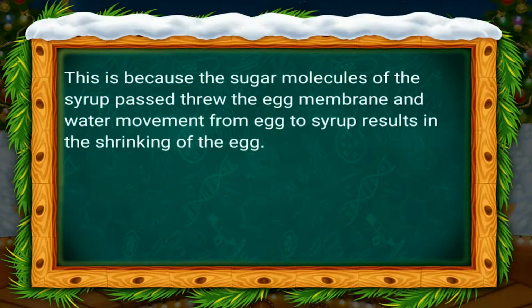This is because the sugar molecules of the syrup pass through the egg membrane, and water movement from the egg to the syrup results in the shrinking of the egg.